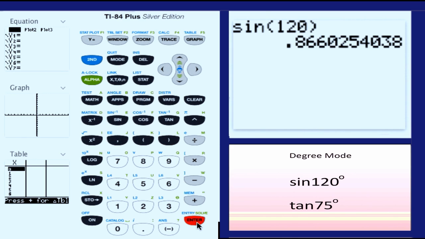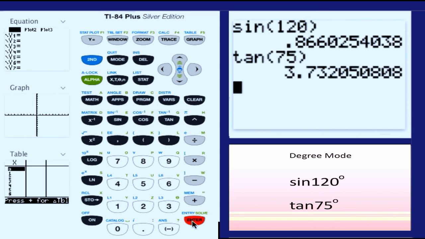Let's try tangent 75 degrees. So tangent button is the tan, T-A-N. So I'm going to type in tan. Then I'm going to type in 75 degrees, so I'll type in 75. I want to close the parentheses, and then to find out the answer, I press the enter button, and that ratio is 3.732.